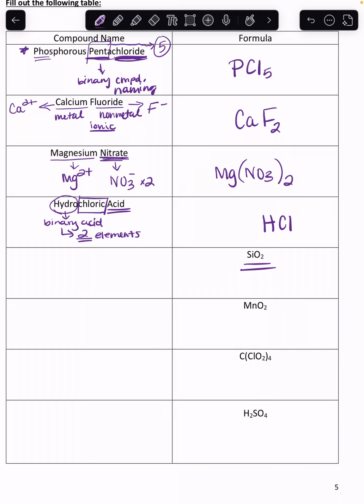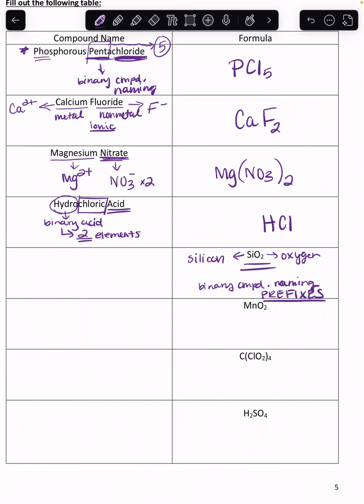So I look at my formula below HCl, SiO2. And I'm like, what the heck is that? Well, look at your periodic table. Si is silicon. Silicon is a nonmetal. O2, well, we know O is oxygen. Oxygen, also a nonmetal. Okay? When you have two nonmetals, you are following the binary compound naming. This means that we use prefixes to tell us how many of each there are.